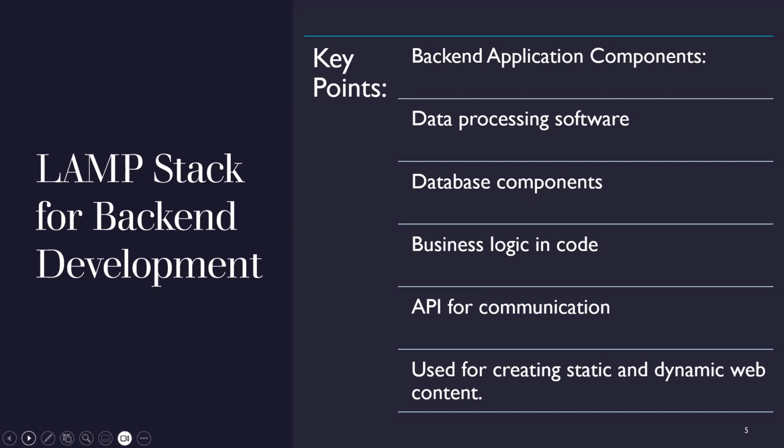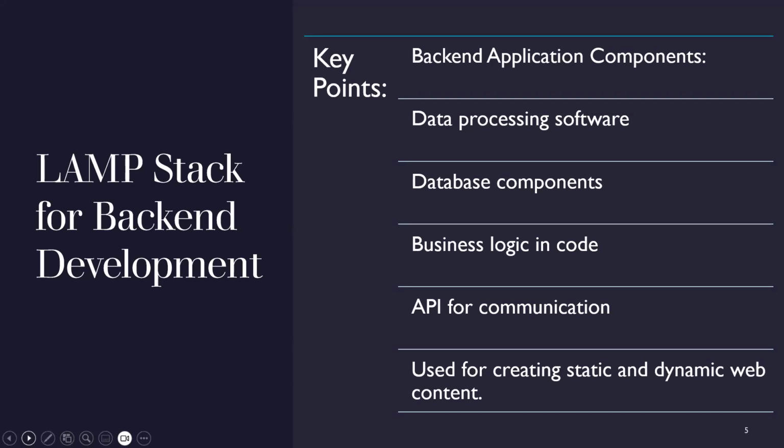Now we look at LAMStack for backend development. Here we are looking at the backend application components: data processing software, database component, business logic in code, API for communication. It's also very important because it's used for creating static and dynamic web content. When we talk about static and dynamic, the difference is that dynamic is usually changing all the time. Static usually stays the same.